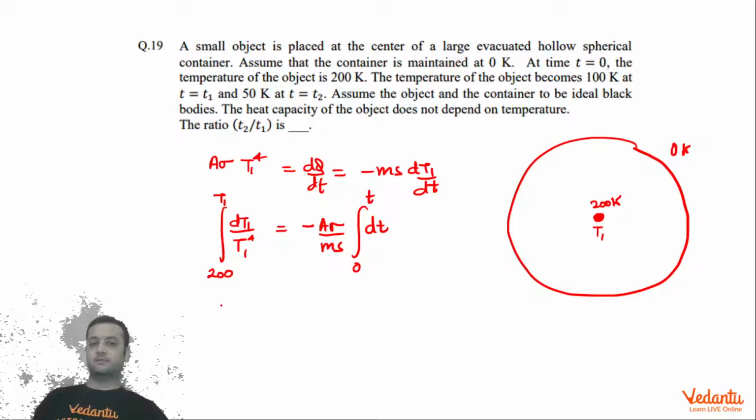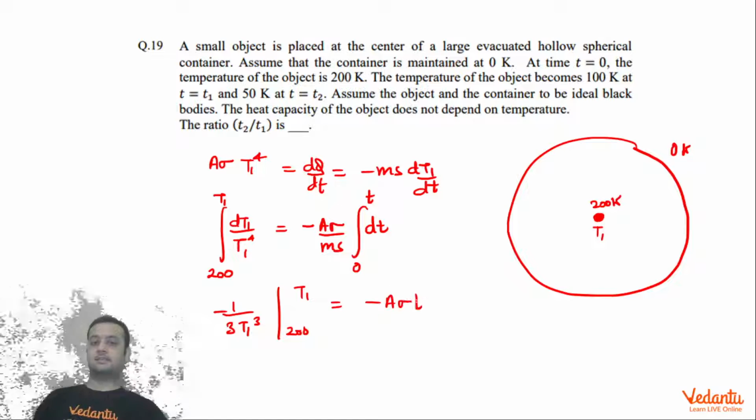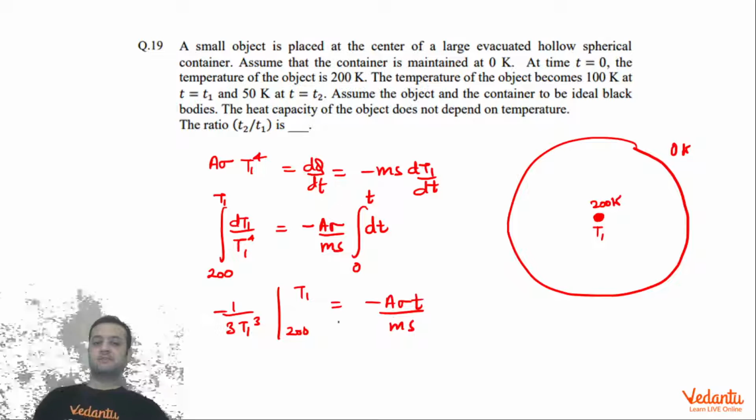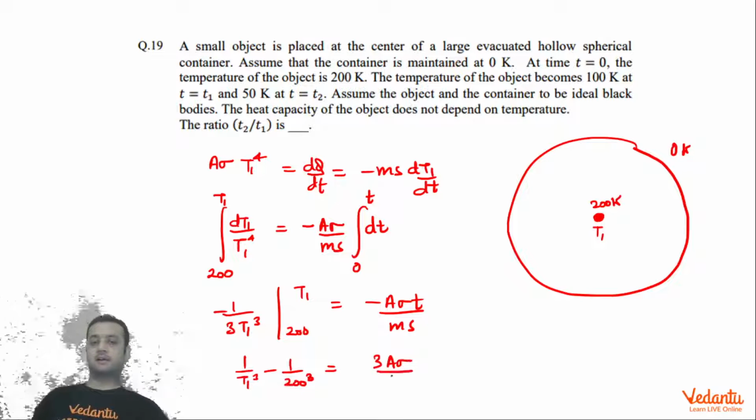So if you integrate this, what do we get? Minus 1 upon 3 T1 cube, from 200 to T1. That should be equal to minus A sigma t upon ms. So we see from here that 1 upon T1 cube minus 1 upon 200 cube will be equal to 3A sigma upon ms into t. So we can call this some constant. Let 3A sigma upon ms be nothing but some alpha.